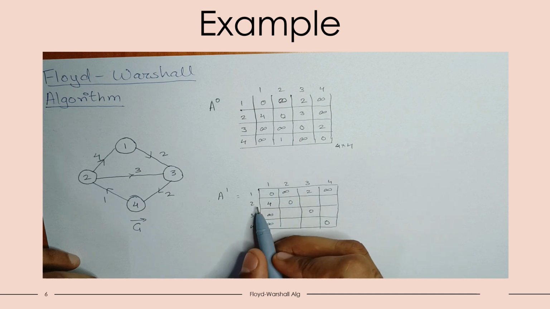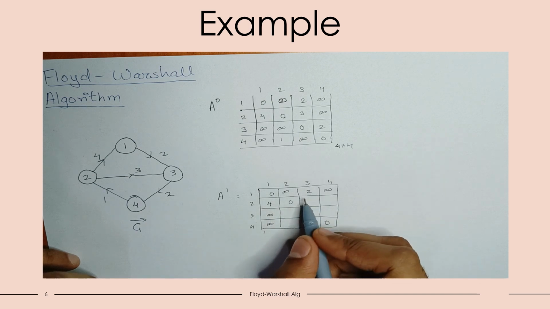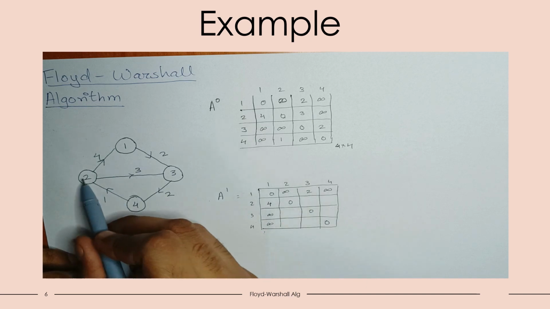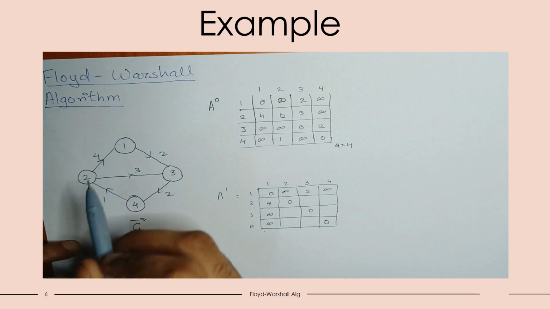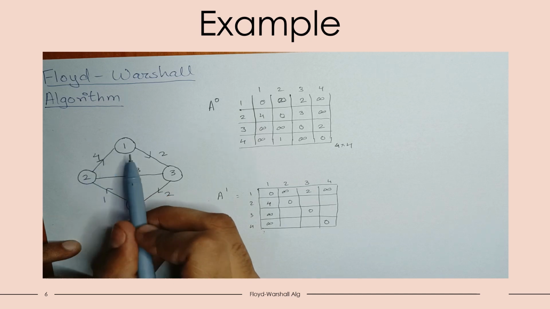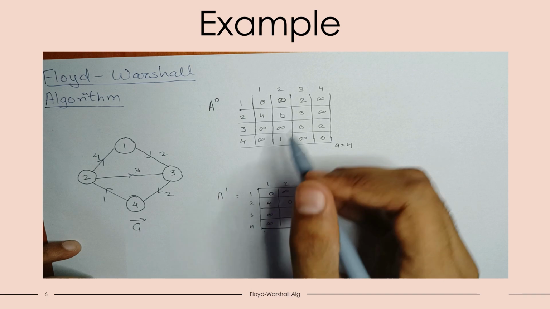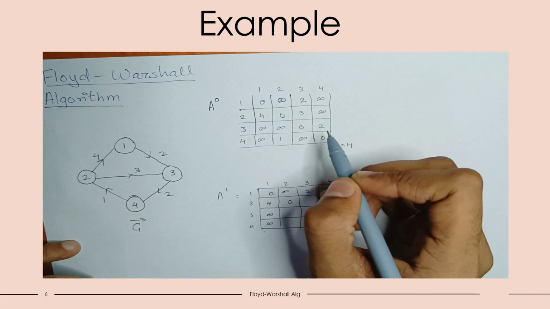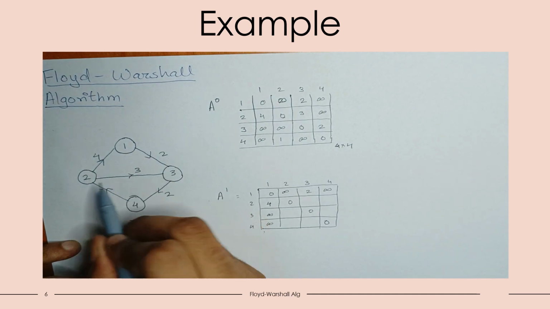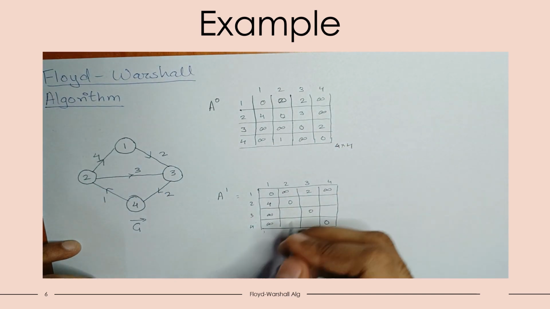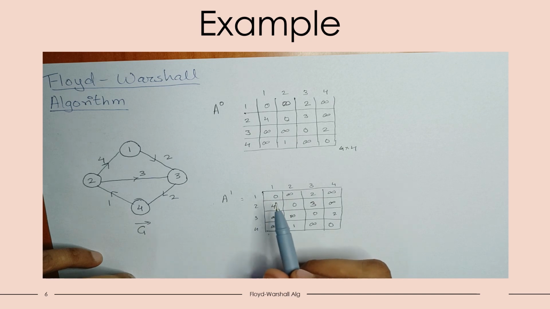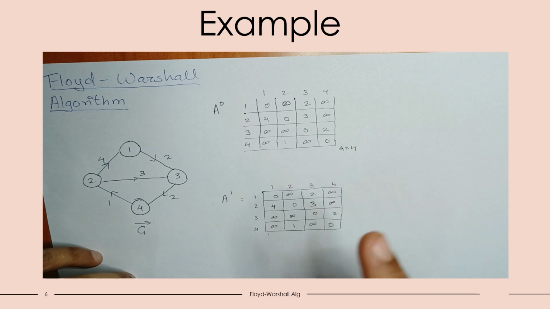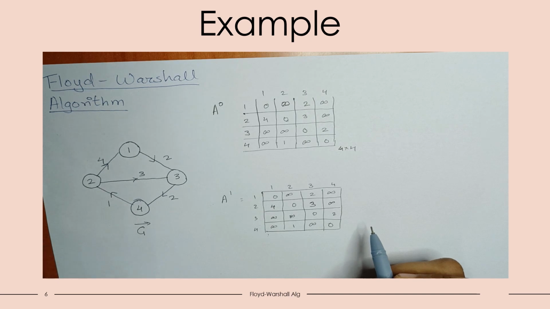Now, let's say we have to fill up this box. Traveling from 2 to 3 via 1, because 1 is our intermediate vertex, which is 2 to 1, which is 4, and 1 to 3, which is 2. 4 plus 2 is 6. But in the previous matrix A naught, 2 to 3, there is a direct edge with edge weight 3, which is lesser than 6. Therefore, we assign it 3. Continuing in this manner, keeping the intermediate vertex fixed as 1, we travel between every pair of the vertices, and we get this matrix A1.